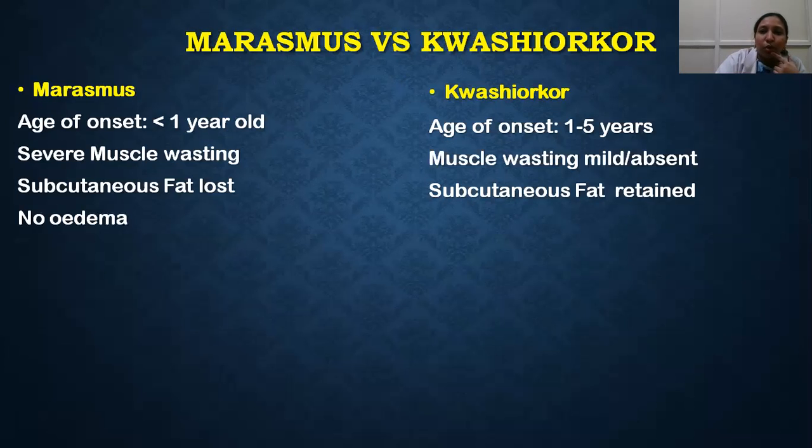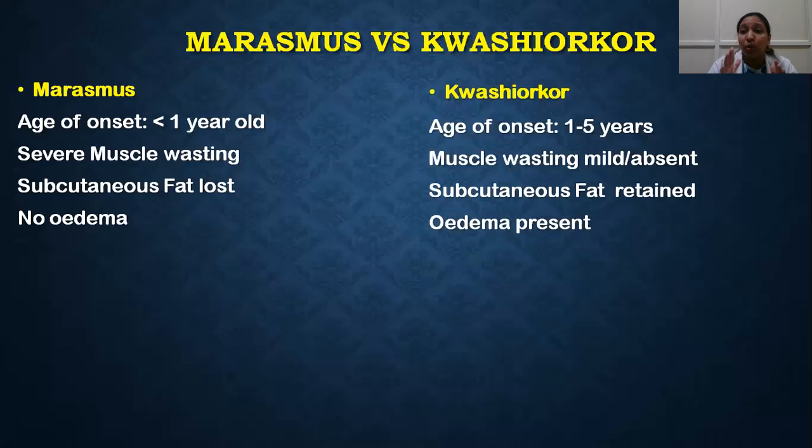In a marasmus child, you do not find any edema, and kwashiorkor is all edema. So the main difference between the normal child and the kwashiorkor child is that he may be looking plump and everything, but it is all because of edema. It's not good muscle mass. It is mainly the water which is retained in the subcutaneous tissue. You have that plumpy look of the child.